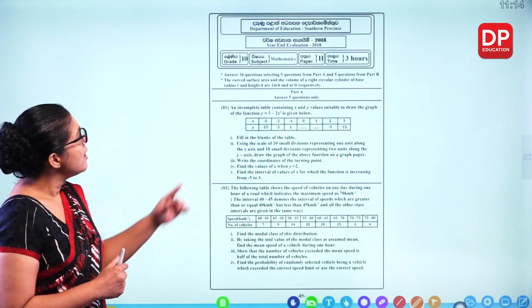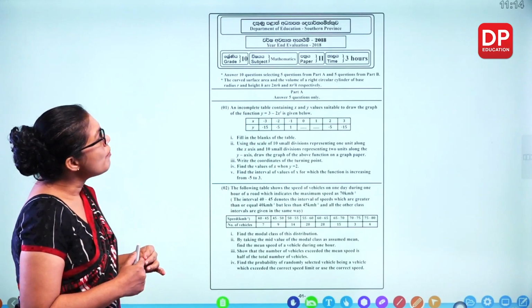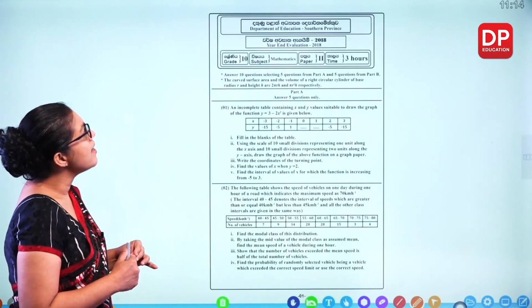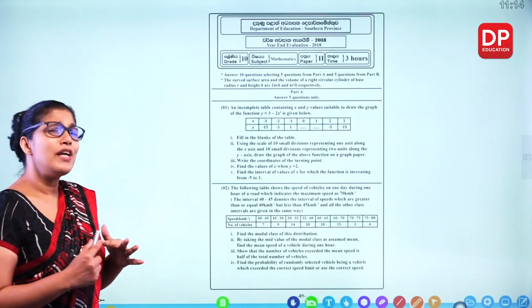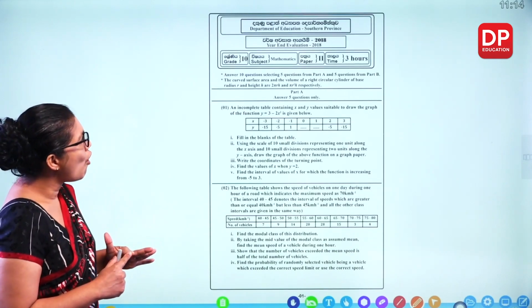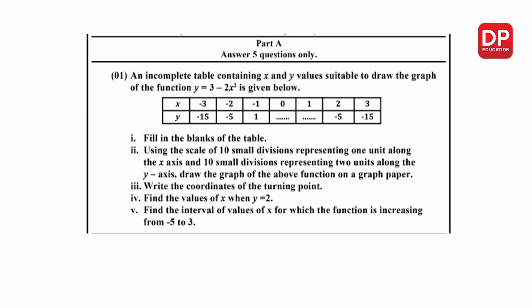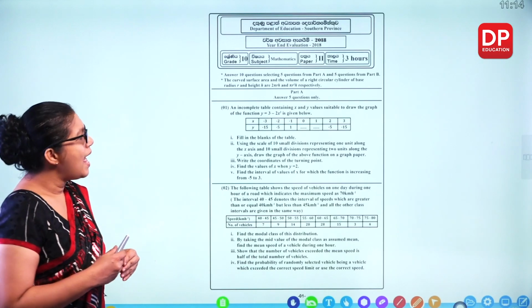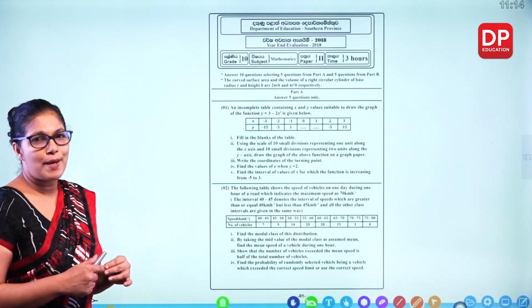Also, it's given that the surface area and the volume of a right circular cylinder of base r and height h are 2 pi r h and pi r squared h. So you don't need to memorize all these formulae. Now we'll do question number 1 and 2. Here you are not given space, so you have to ask for line papers, and to do the graph you can ask for a graph paper.